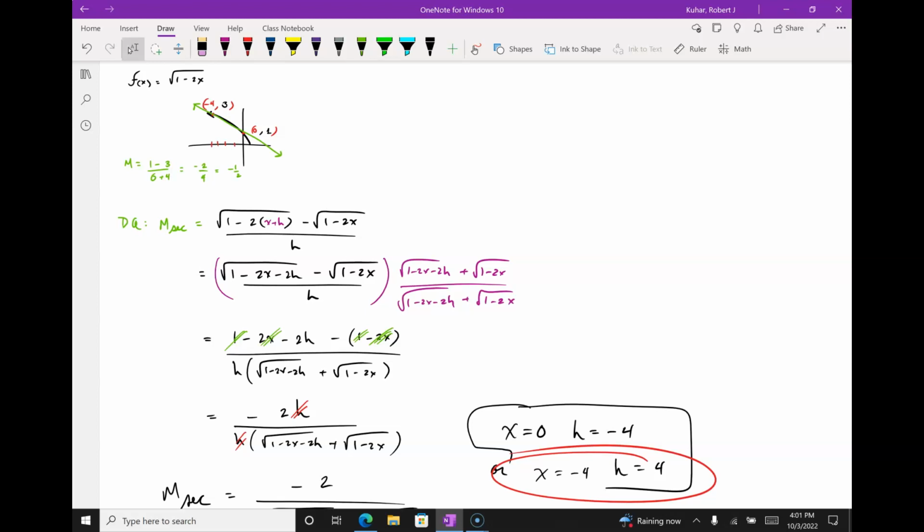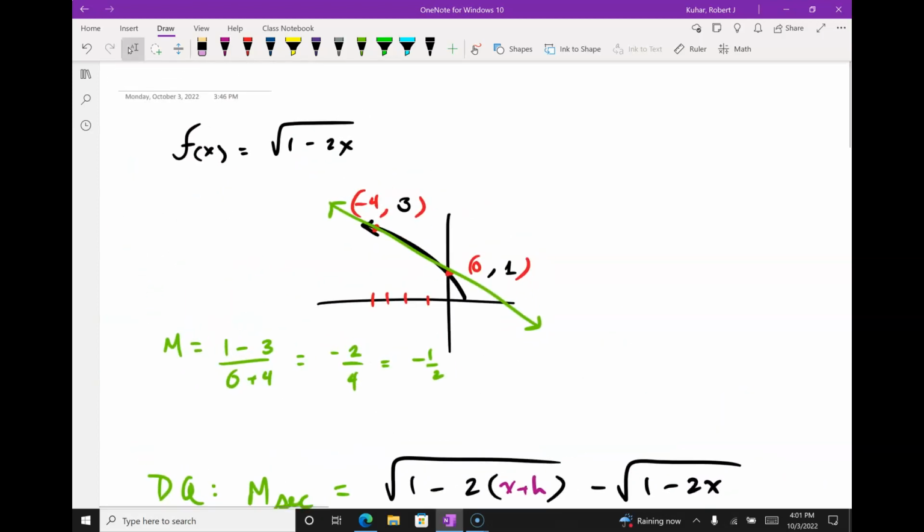What do you notice about the first slope? What did I need? I needed an x1, y1, x2, y2, right?